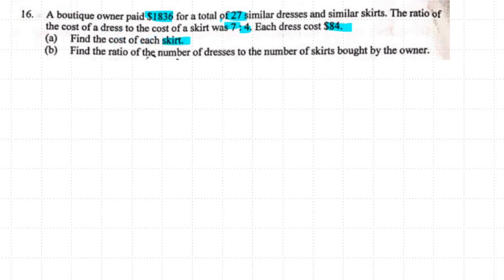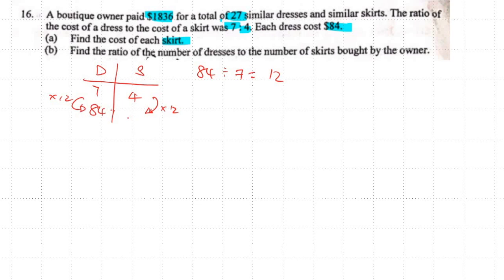So it's actually very easy. You put down the dress and then the skirt, and put down their ratio. You know that this one costs 84 for one, and 84 divided by 7 gives you 12. Which means this one times 12, and over here will be times 12 also, to give you the answer of 48. So 4 times 12 equals 48. So in this case, one skirt costs $48.